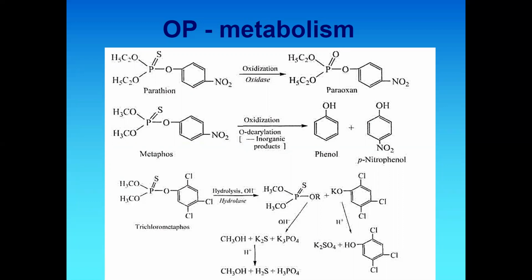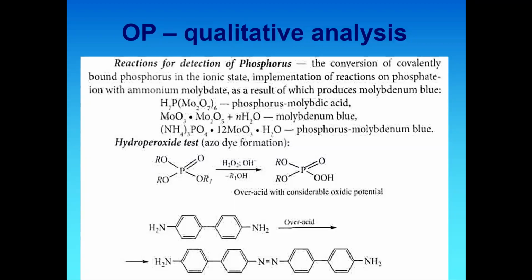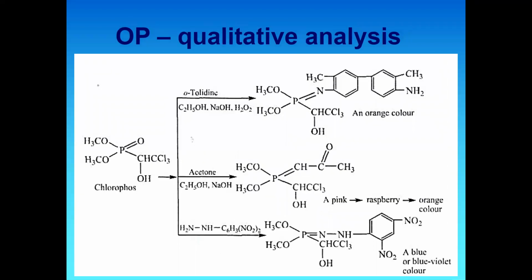Metabolism. The main ways of metabolism of organophosphates are oxidation, oxidative dealkylation, and hydrolysis. Qualitative analysis of organophosphates: we can use reactions for detection of phosphorus. Products of these reactions are phosphomolybdic acid or molybdenum blue, phosphomolybdenum blue. Hydroperoxide test, azo dye formation. Reaction with toluene, acetone, dinitrophenylhydrazine.